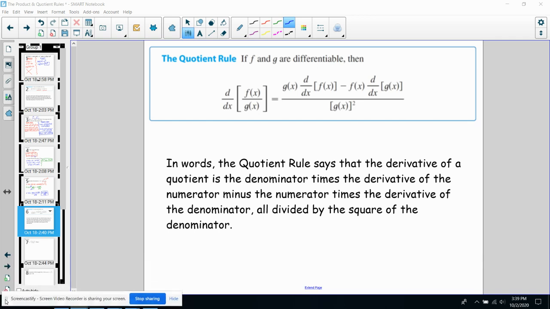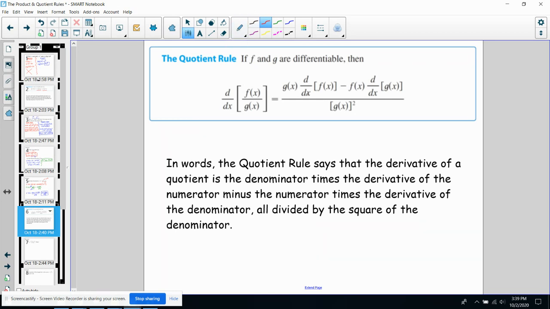Another rule that we use for finding the derivative is the quotient rule. So the quotient rule we use when we have fractions. So two functions, one on the top, one on the bottom. And here is what it looks like. Now this one can be a little bit trickier to remember, and the order of this one does matter.